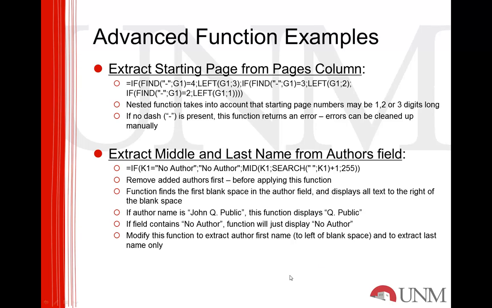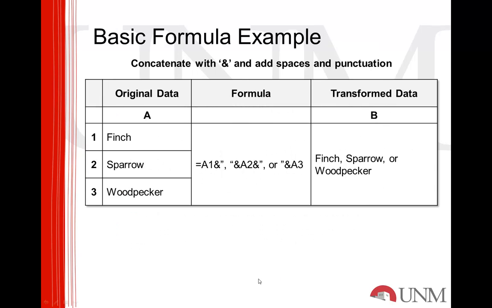Now the one last thing we'll talk about is formatting data using the formula capability. For the last column in the assignment, the citation column, I want you to concatenate data and add punctuation and spaces in order to format it into a bibliographic citation. So this formula right here shows you how to do that.